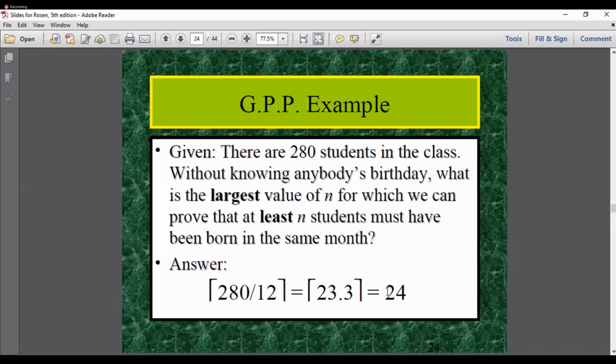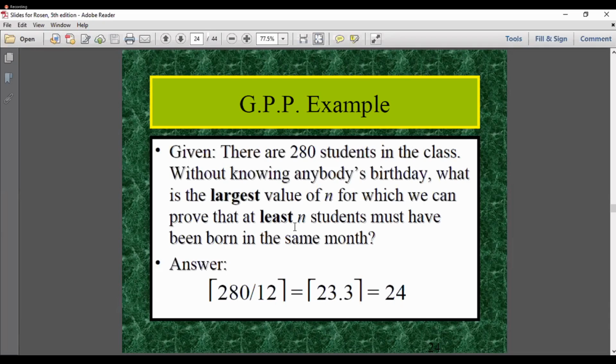So the example is saying: what is the largest n for which we can prove that at least n students must have been born in the same month out of these 280? Now think with respect to the number of months present in a year, that is 12. Let me make clear the concept of best case and worst case. In the best case scenario, it may happen that you have 3 students and they all have the birth month January, quite possible. But in the worst case scenario, what is possible? All the individual students' birth months are different, so every month count is 1.